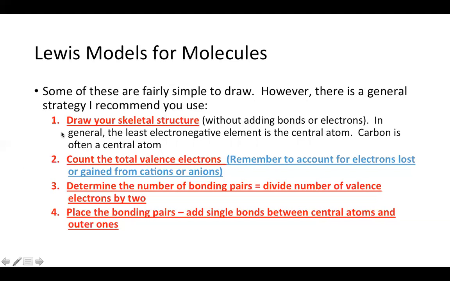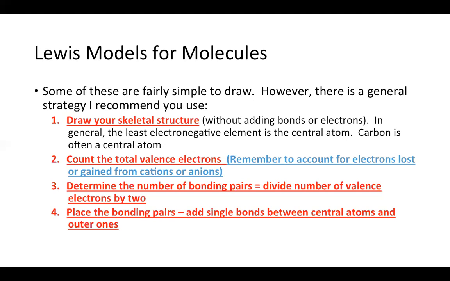So first, step one is to draw your skeletal structure. The skeletal structure is just the atoms themselves positioned relative to one another, without any bonds or electrons added in. When you are drawing your skeletal structure, the trickiest part could be trying to determine who is the central atom. And in general, the least electronegative element is going to be the central atom. Carbon, if it's in the compound, is often a central atom.